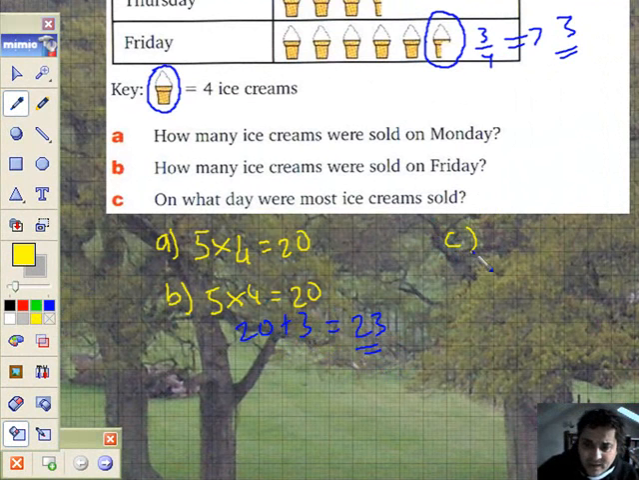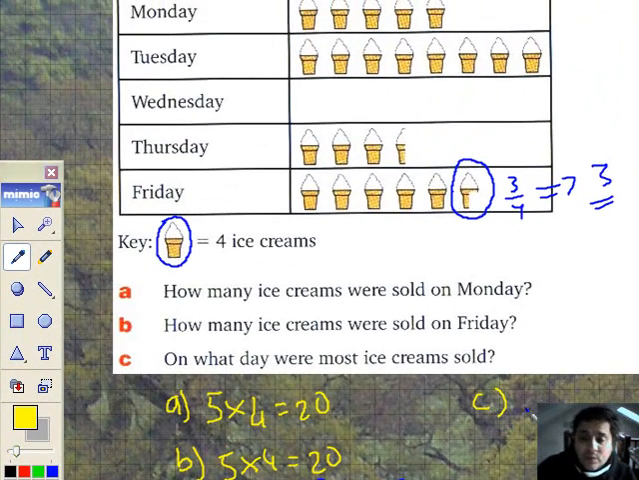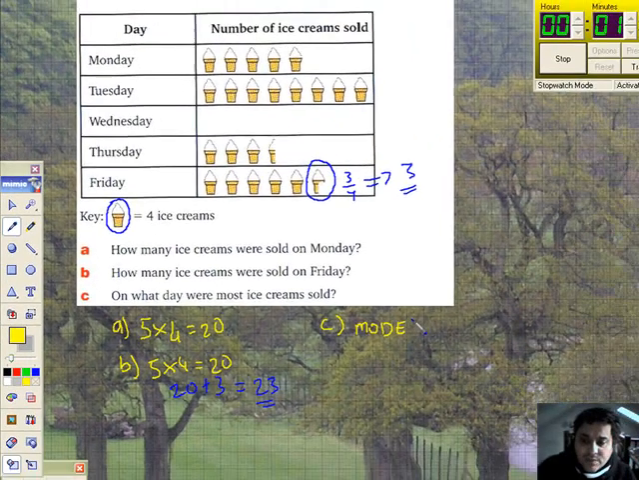Part C, I'll do it over here, loads of space. On what day were most ice creams sold? Let's ask this about the mode. Which day was the mode?